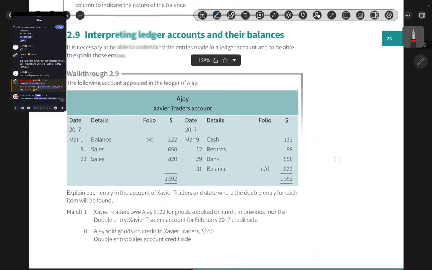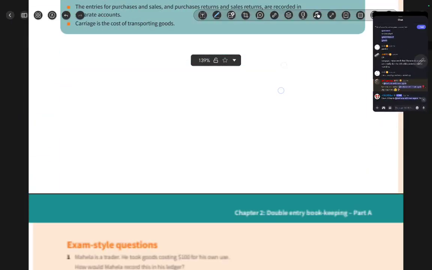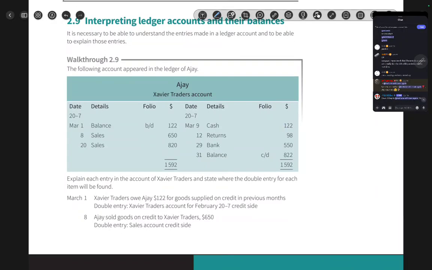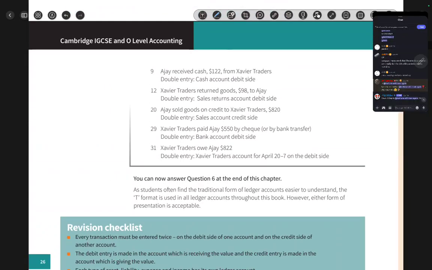And then, okay, last thing, I guess. All right. Interpreting ledger accounts and their balances is necessary to understand the entries and to be able to explain those entries. The following account appeared in the ledger of Xavier's Traders. Explain each entry and state the double entry.